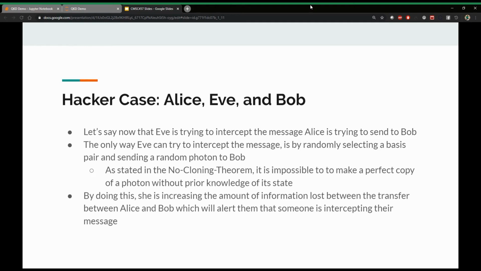As stated in the no-cloning theorem, it is simply impossible to make a perfect copy of a photon without prior knowledge of its state. Therefore, as soon as Eve intercepts a photon from Alice, it is simply impossible to send that same exact photon to Bob. By doing this, she is increasing the amount of information lost between the transfer between Alice and Bob, which will alert them that someone is intercepting their message.